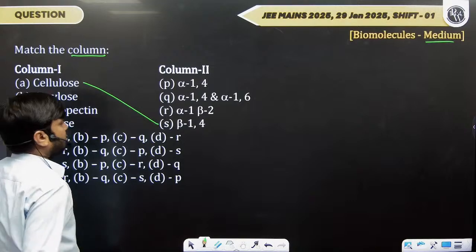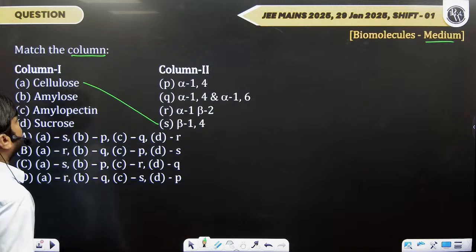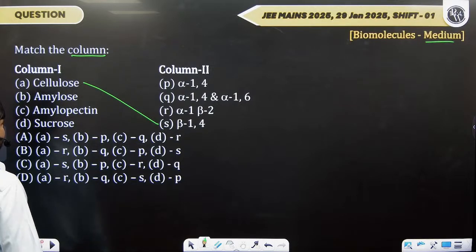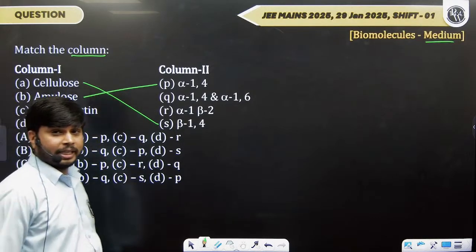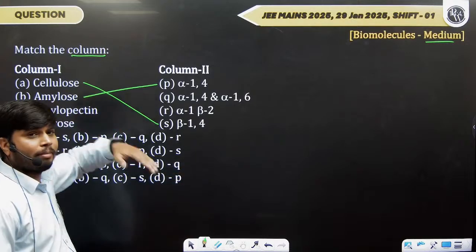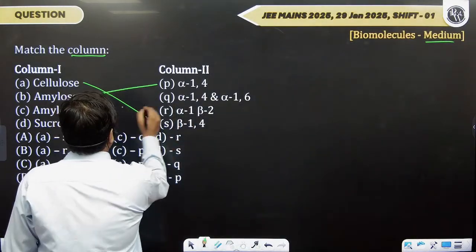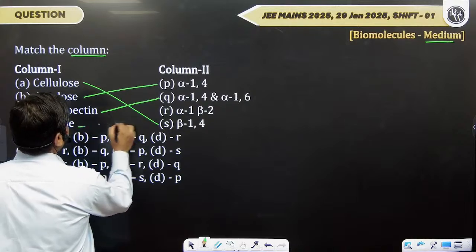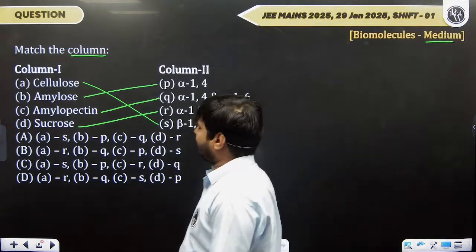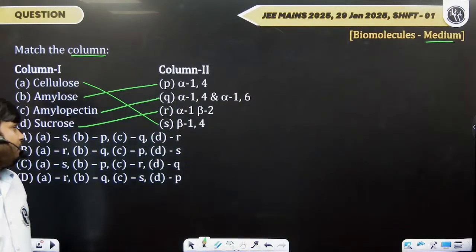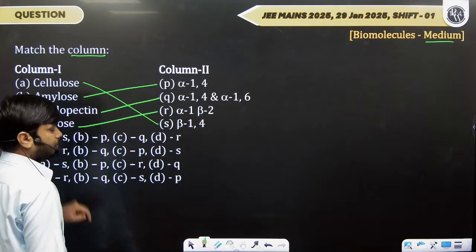So C1, C4 linkage, that is with the beta. Now, if we talk about the amylose, in the amylose we will be having the alpha 1,4 linkage. In the amylopectin, the structure is similar to the amylose, but with that, we have the C1, C6 linkage as well. So that will be the Q. Sucrose is made of glucose and fructose, and they are connected with alpha 1 and beta 2. Okay, so the answer will be the A option.